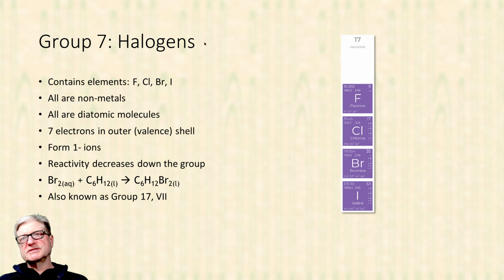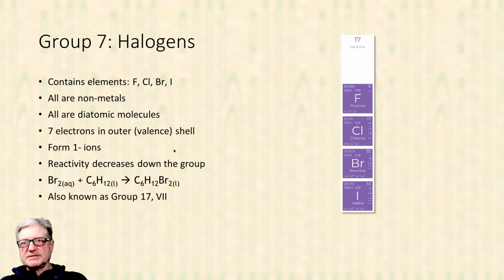Here's our second group that we need to look at. This is the halogens. These are the other most reactive elements on the periodic table, and we'll talk about why these two groups are the most reactive in just a second. It contains the elements fluorine, chlorine, bromine, and iodine that we're going to worry about in National 5. They're all nonmetals. They're all diatomic molecules. They form molecules F2, Cl2, Br2, I2.